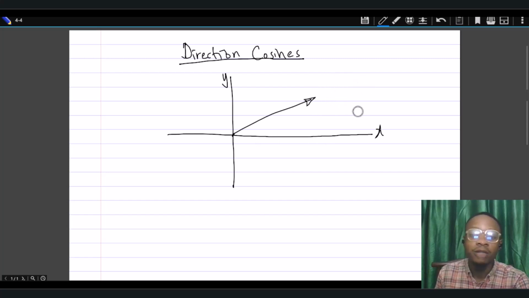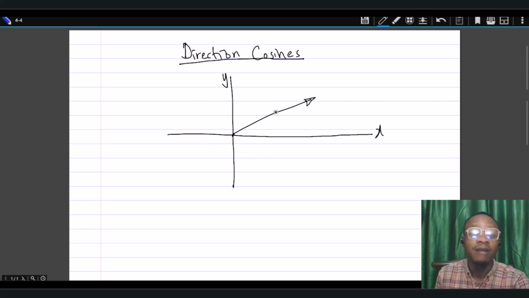But what do you mean by direction cosines? So we know that this is some vector that is in the first quadrant. So to speak, by first quadrant I mean this portion of the coordinate system. This is the second quadrant. This is the third quadrant. This is the fourth quadrant.